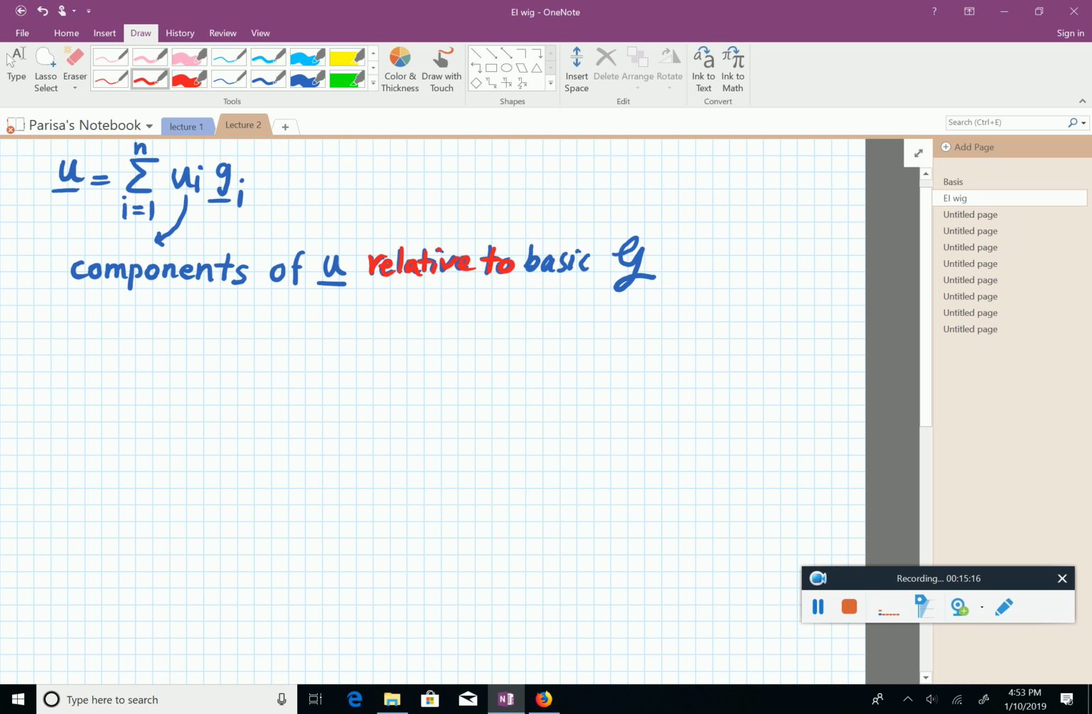The vector doesn't change. The vector doesn't care what basis we are choosing. What is changing is the components. So the vector is invariant to the basis we are choosing, but the components are going to change. Another point is a vector space. How many bases do you think there are in a vector space?